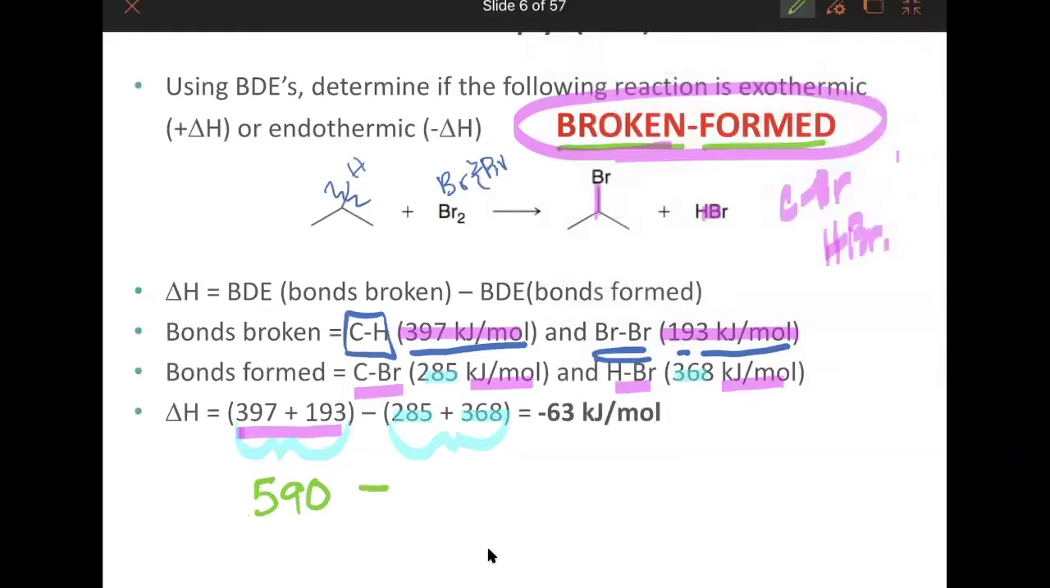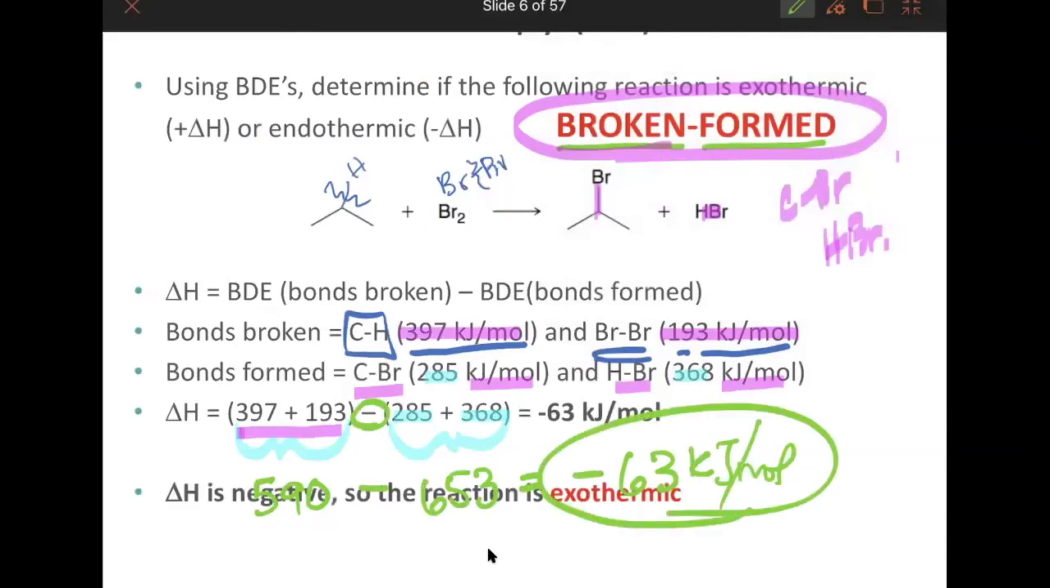And then we subtract from it our bonds formed, keeping the values positive in the addition, but remember we are subtracting it. So that is where we get our negative sign. So we do the positive 285 plus 368, and we end up with 653. And when we do that math, we end up with negative 63 kilojoules per mole. Delta H is negative, so our reaction is exothermic.